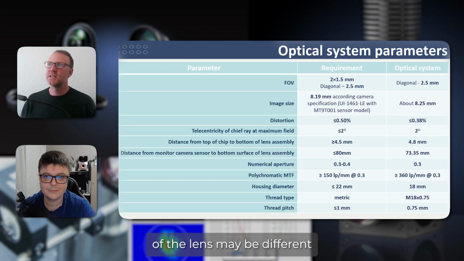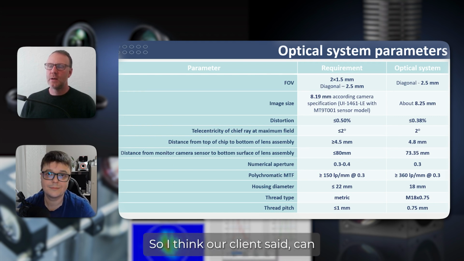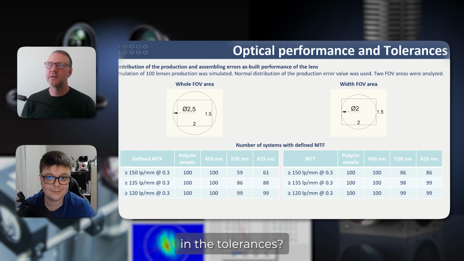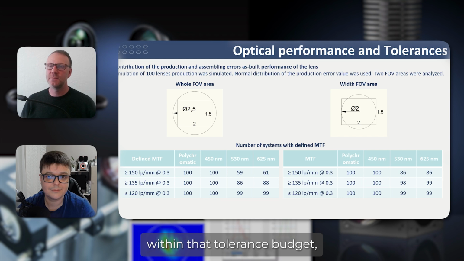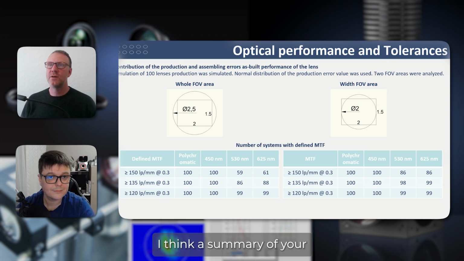But we know that even within the tolerances, there's going to be some variability in performance, and the actual performance of the lens may be different than what the Zemax design was when everything was in the nominal position without tolerances. So I think our client said, can you give us more information about what happens when there is some variability in the tolerances? The manufacturer has still made the lens correctly. They've kept it within the tolerances that we specified, but within that tolerance budget, how does it change performance? What are we going to see different from one lens to another? And this is I think a summary of your work on that.